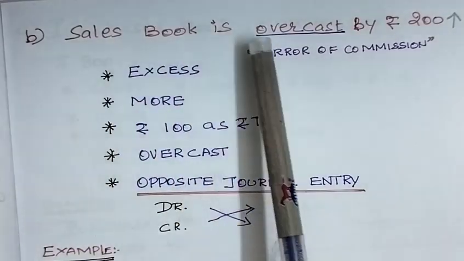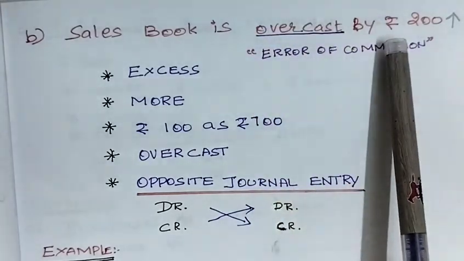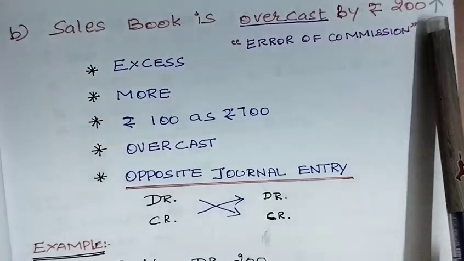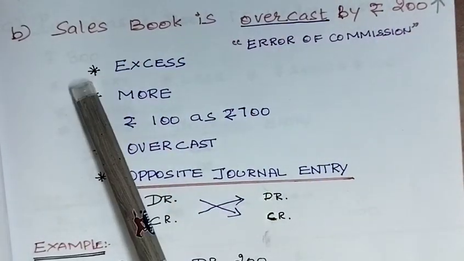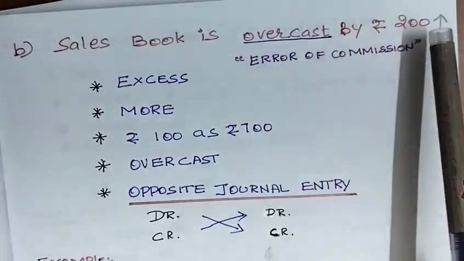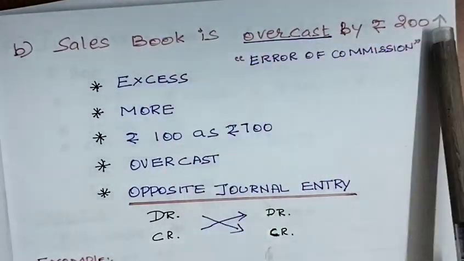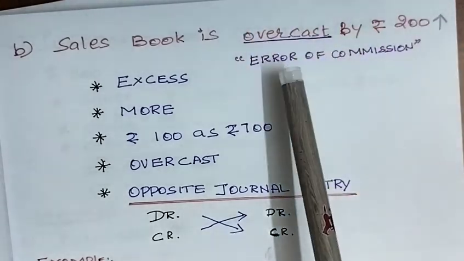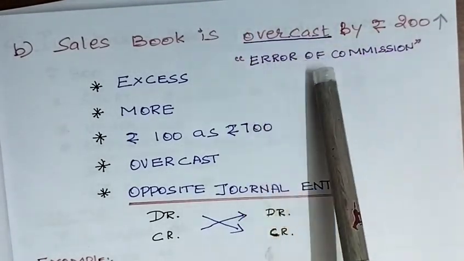Sales book is over cost by rupees 200. Over cost means what? 200 rupees increased in sales book. Do you understand? This is the error. How do we rectify this error? This error is called error of commission.